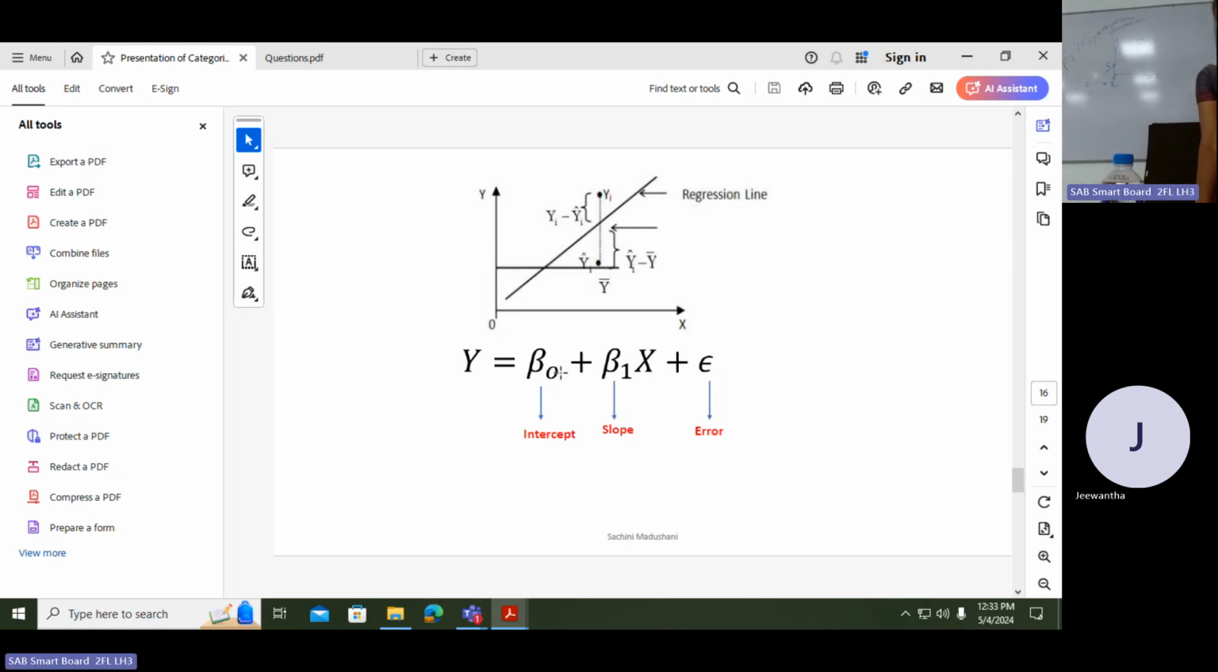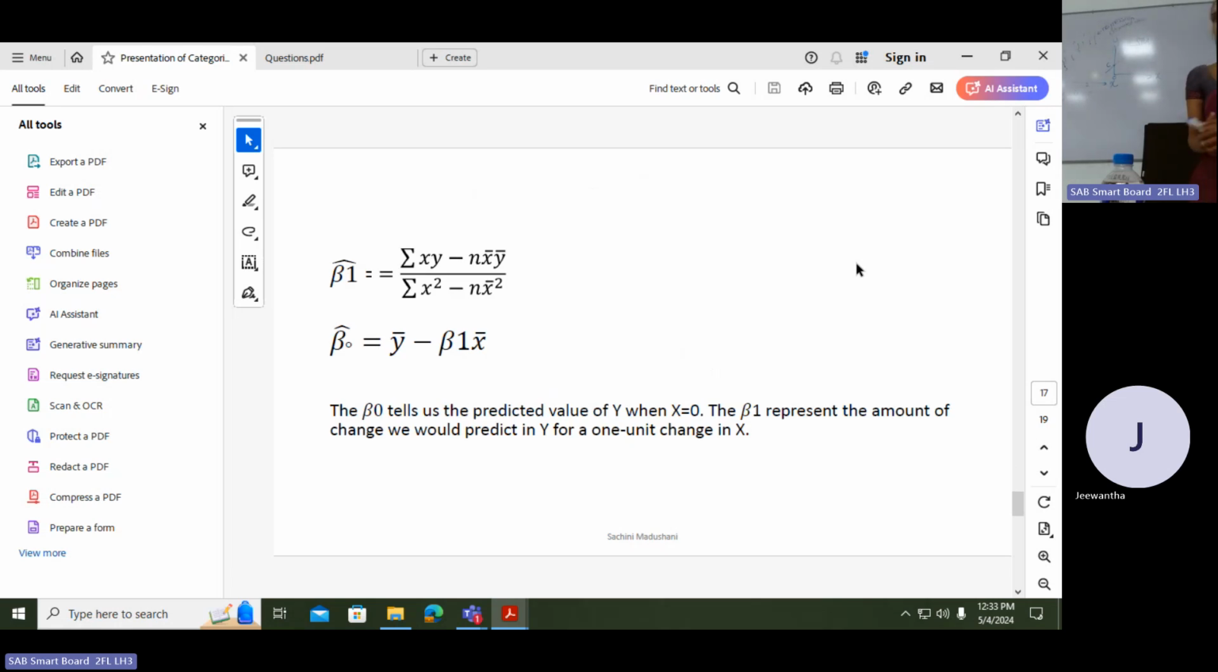Understood? It's clear? Beta naught means intercept. When x equals 0, what is the value of y? What is the meaning of beta 1? Beta 1 is a slope. When x increases by 1 unit, how many units is y increasing or decreasing by? Understood? Then we move on to how to construct this equation.